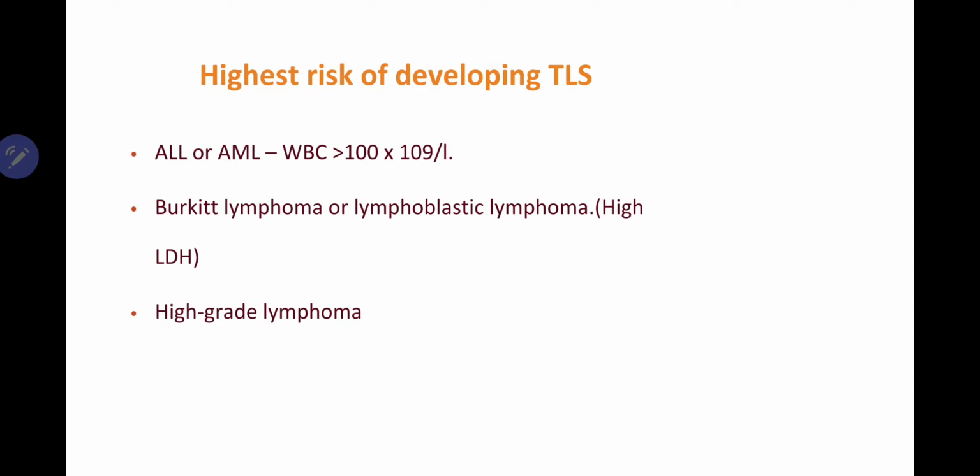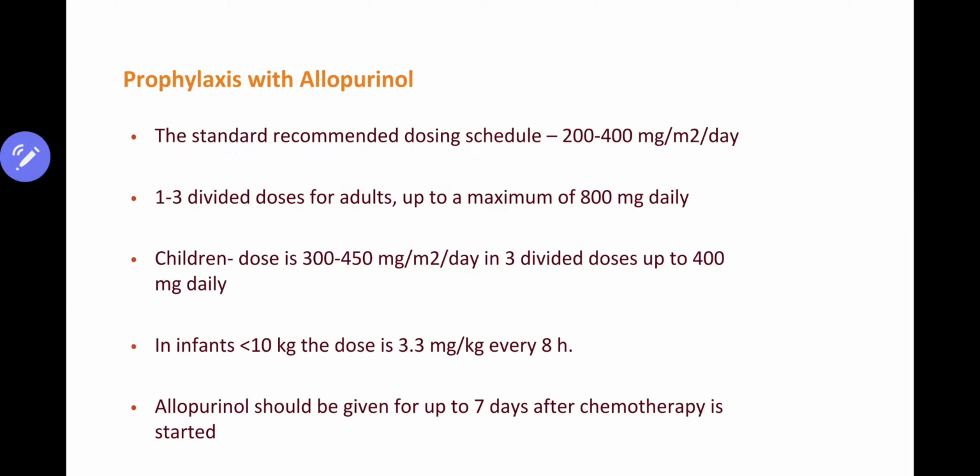Highest risk of developing TLS is in the following diseases. It should be kept in mind: AML and ALL, diseases like Burkitt's lymphoma or lymphoblastic lymphoma with a very high LDH value, and high grade lymphomas. So let us see prophylaxis with allopurinol. It's a very important drug, and the prophylaxis must be remembered.